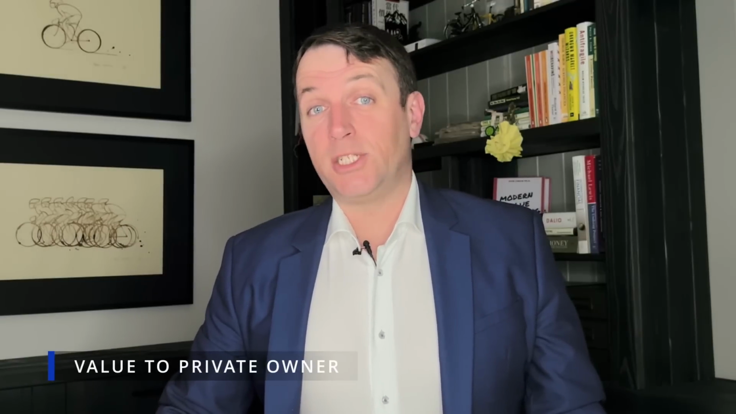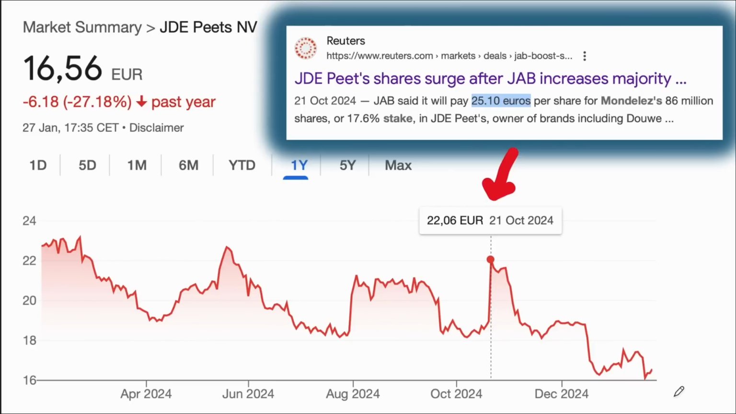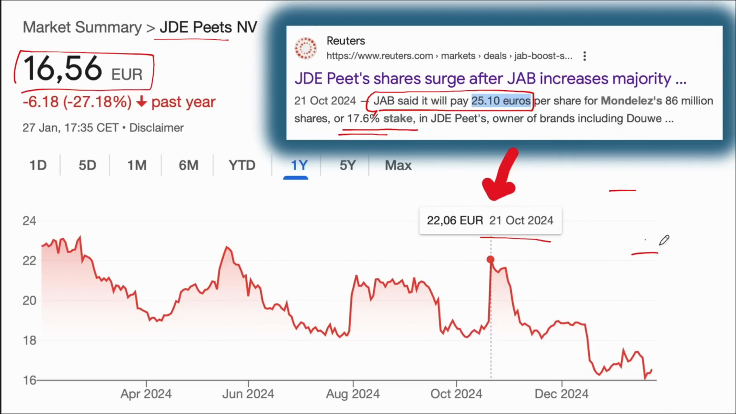Another way to estimate the margin of safety is to look at the value for the private owner. This is a company that we recently discussed, JDE Peet's, trading now at 16 euros per share, but just a few months ago, the owner paid 25 euros per share for the Mondelez 17.6% stake. So that's a pretty big margin of safety. You know, private investors are willing to pay 25, you pay 16. There is a pretty decent margin of safety that even if things go very wrong, there will be someone paying 16 to, let's say, bail you out and save you there.